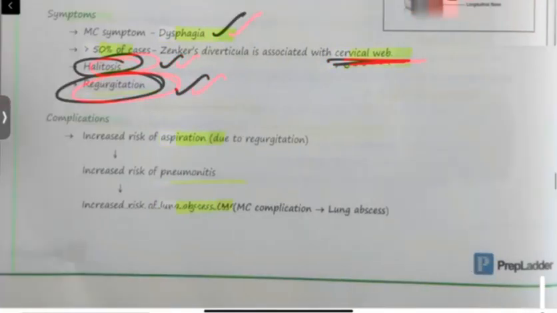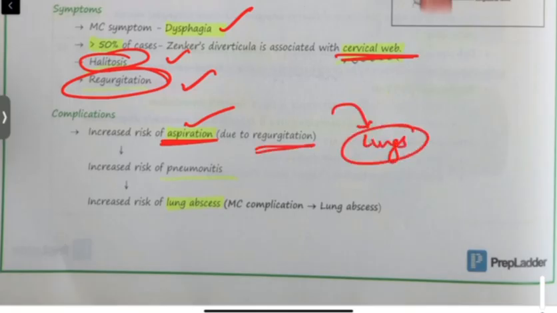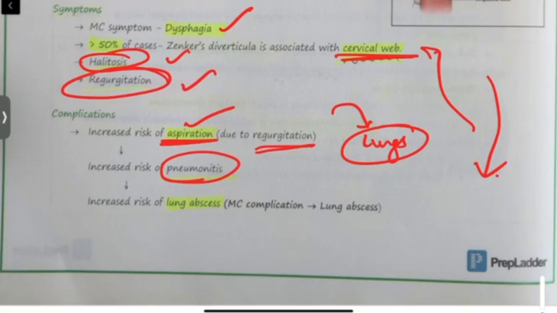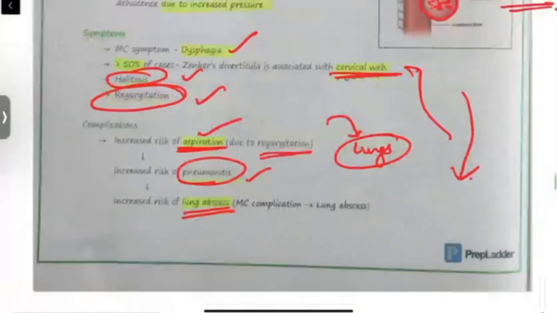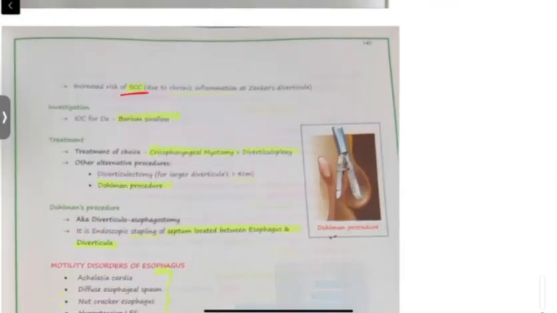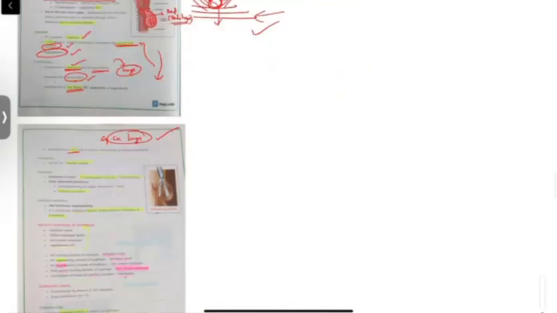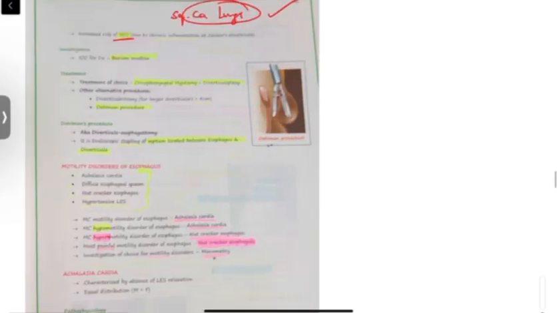So what are the complications? If we don't treat this, there can be a risk of aspiration. Whatever food is getting accumulated in this diverticula can reach the lungs, and that is called aspiration. Because of regurgitation, it can go to the mouth or come back and reach the trachea or lungs. If it reaches the lungs, there is increased risk of infection of the lungs, that is pneumonitis, and then it can get lung abscess also. If there are increased chances of lung abscess, there can be increased chances of squamous cell carcinoma of lungs. Hence it can lead to lung cancer. A simple diverticulum can lead to complications like pneumonitis, lung abscess, and cancer of lungs. Hence it should be diagnosed and treated as early as possible.